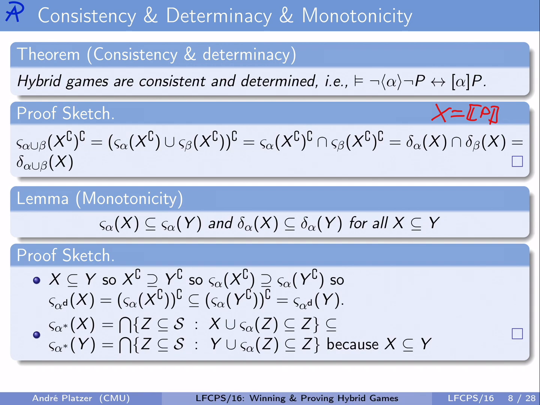Well, now we have semantical considerations with some semantical theorems for hybrid games, but wait a second, that's all nice. We were trying to develop axiomatic reasoning principles for hybrid games. How can we do that? How can we turn the consistency and determinacy principle into syntactic axiomatic reasoning principles, and how can we do that for the monotonicity principle?